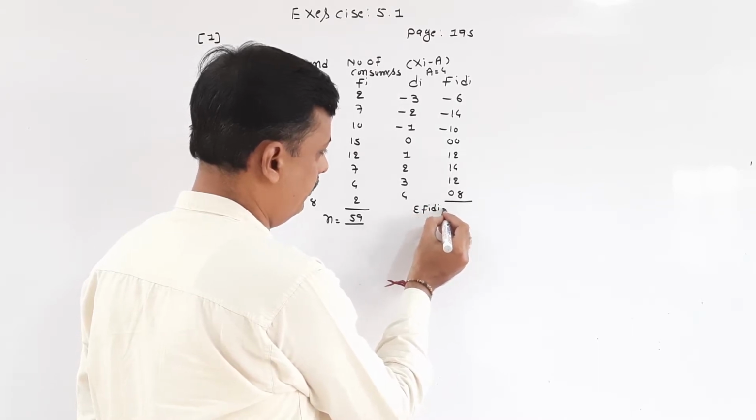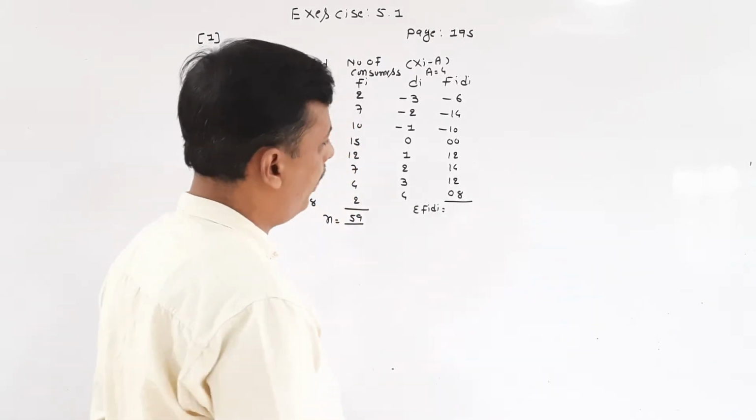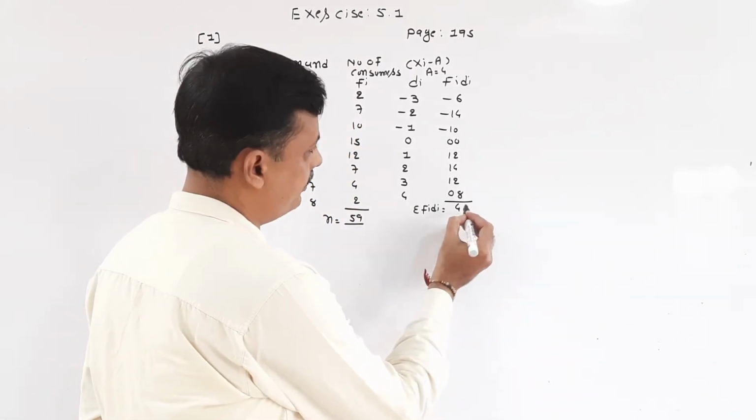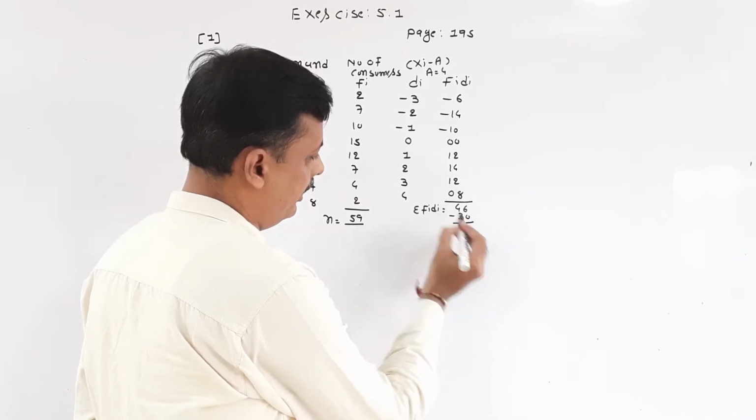So sigma fi di is required: plus 46 minus 30, that is 16.